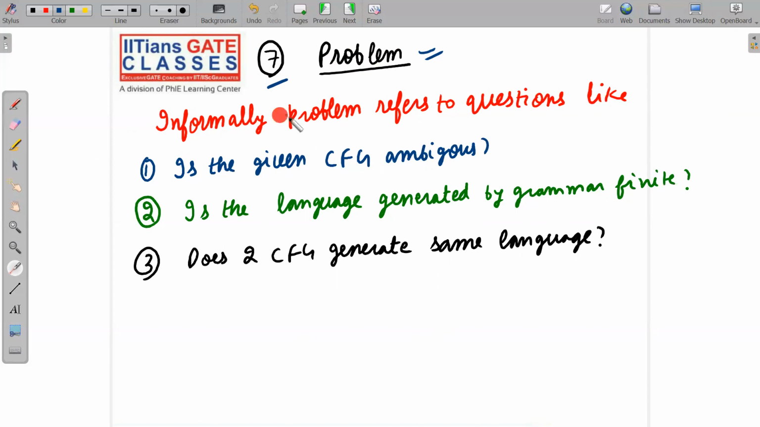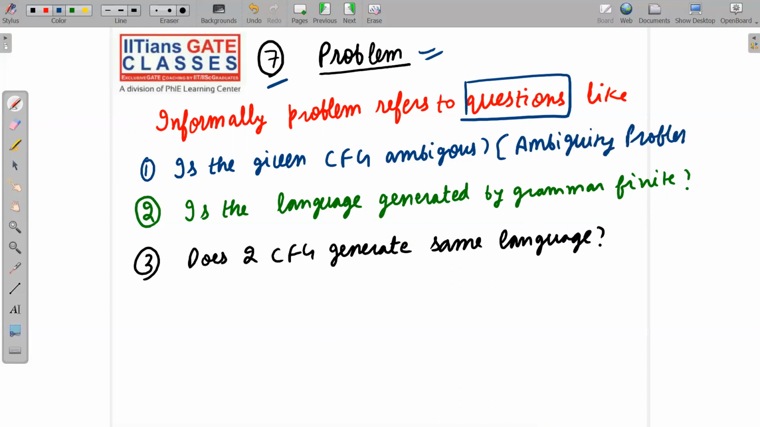So what is a problem? Informally, a problem can be referred to as questions. Problem is nothing but questions. Questions like: Is the given context-free grammar ambiguous? Is the language generated by the grammar finite? Do two context-free grammars generate the same language? And so on. All these are questions, so these are nothing but problems. If I want to name this problem, I will call it the ambiguity problem of CFG.